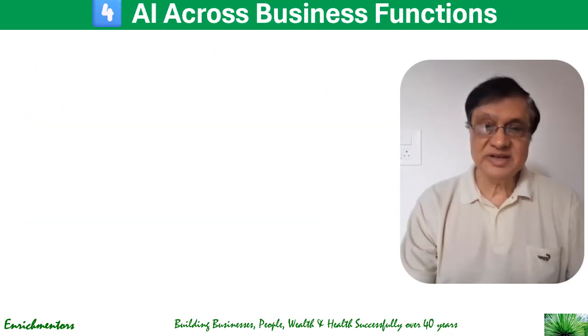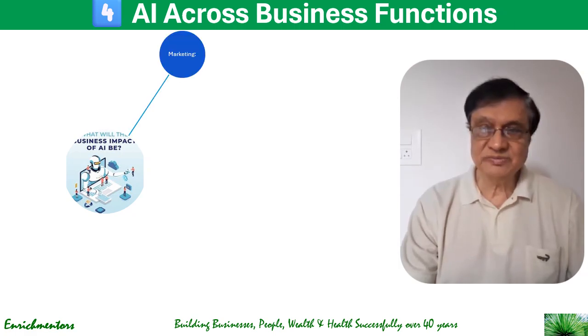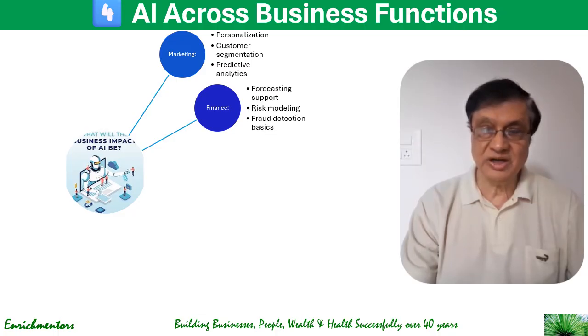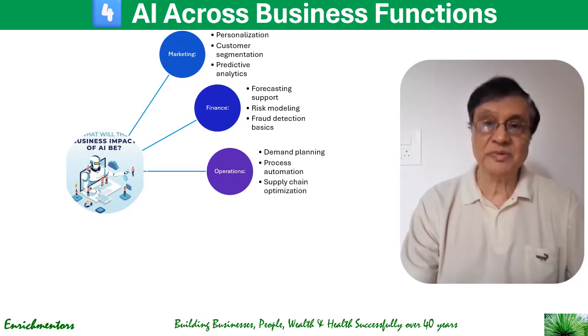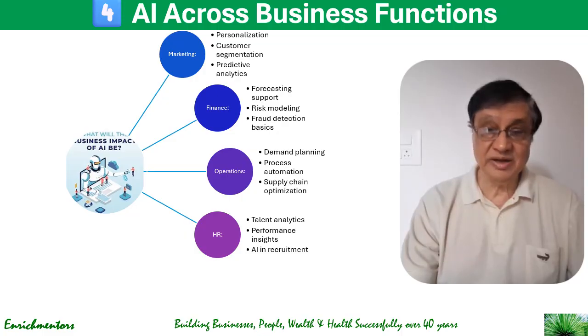Then you also need to understand that as an AI era MBA, you should know how AI impacts across business functions. How does it affect marketing in terms of personalization, customer segmentation, predictive analytics, to name a few? How does it impact finance in terms of forecasting support, risk modeling, and fraud detection basics? And also operations. How does it affect operations in terms of demand planning, process automation, supply chain optimization? Similarly for HR, in terms of talent analytics, performance insights, and how to use AI in recruitment.